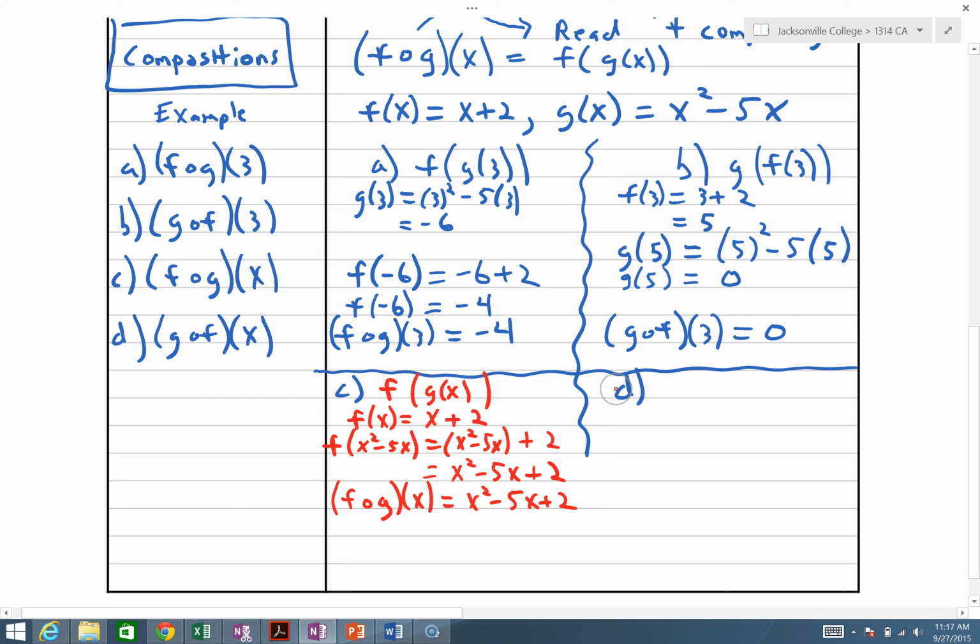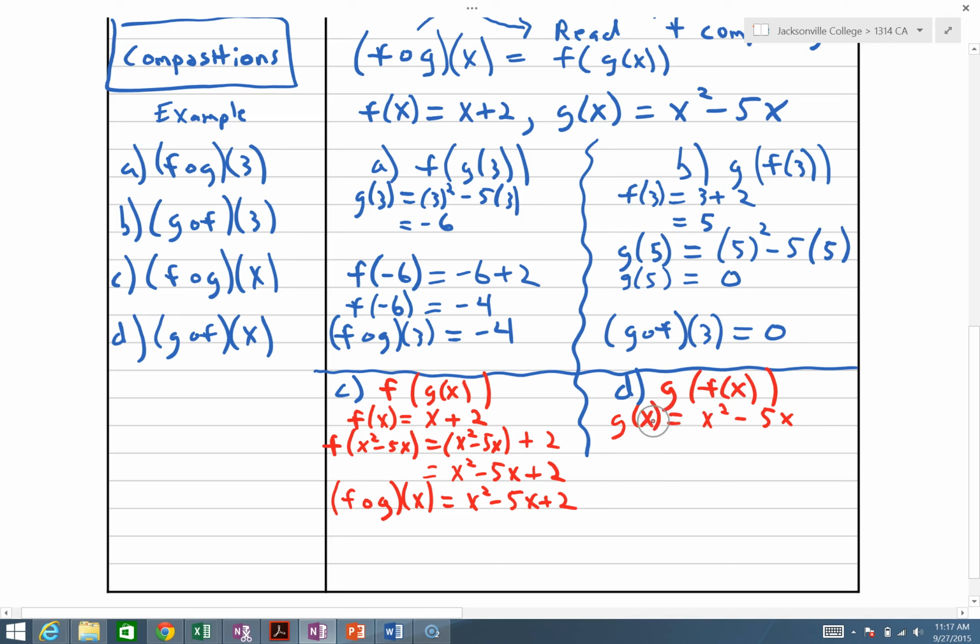All right, D. G of F of X. So G compose f of x, we will take our f function, that's what we're evaluating first, f of x, and we will substitute it into function g. All right, I'm going to start with my g statement. G of x is x squared minus 5x.